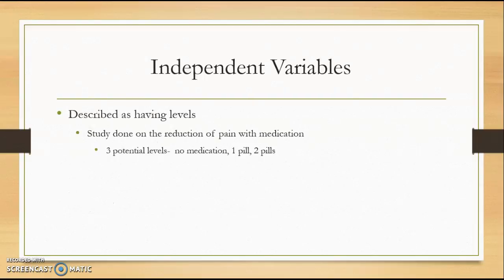And then independent variables, also interestingly enough, have levels. So a study done on the reduction of pain with medication could have 3 potential levels: no medication, 1 pill, and then 2 pills.